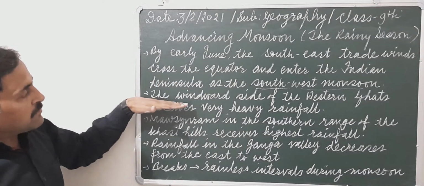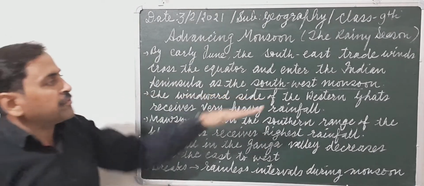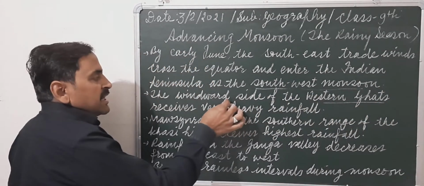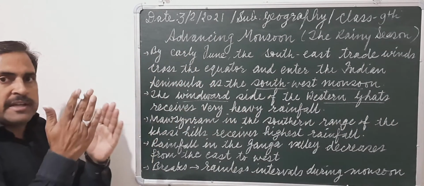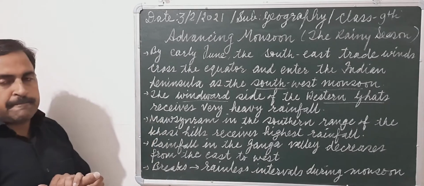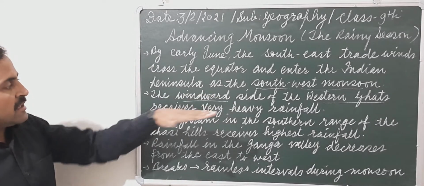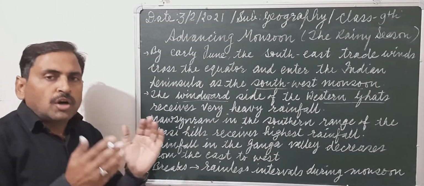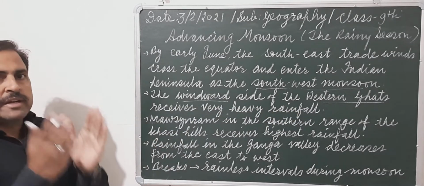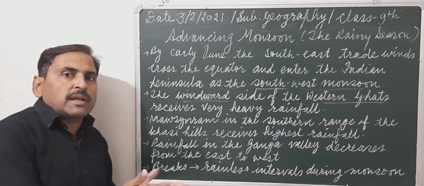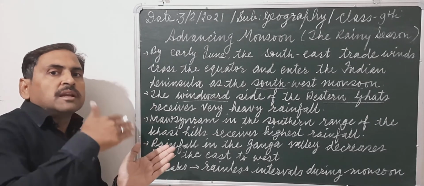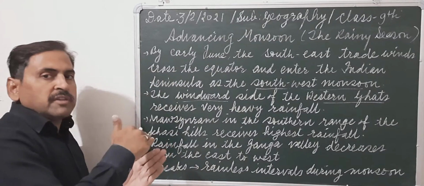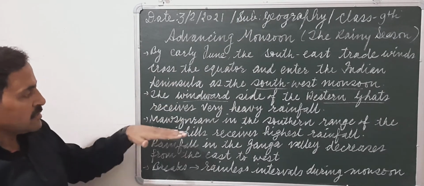Next, the windward side of the Western Ghats. The windward side is the side facing the Arabian Sea. This side receives very heavy rainfall. Always remember that the windward side gets more rainfall compared to the leeward side. The leeward side is the opposite of the windward side.